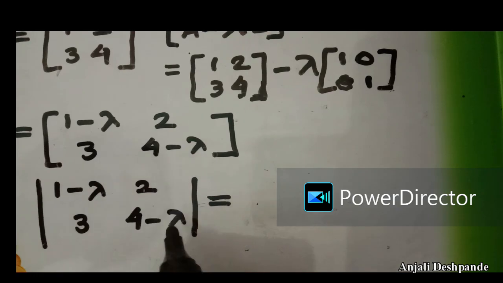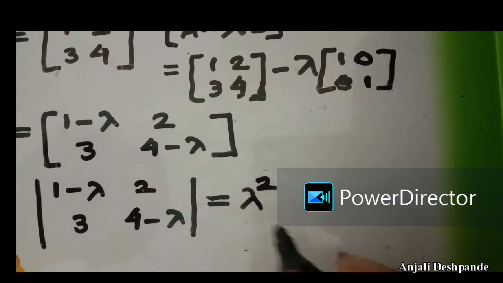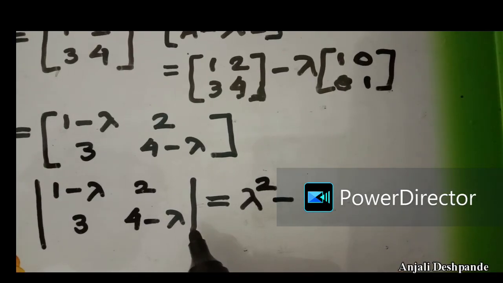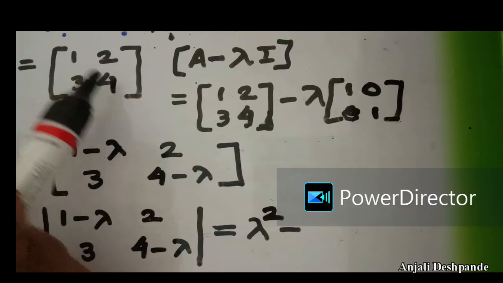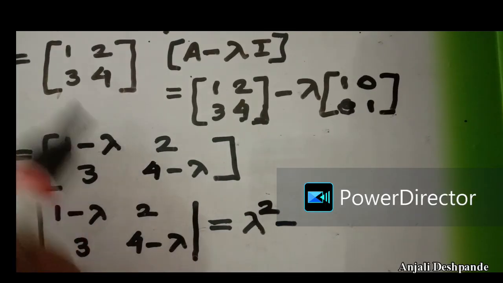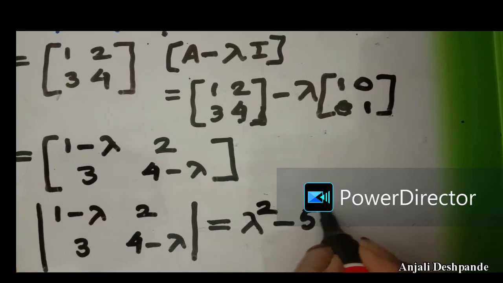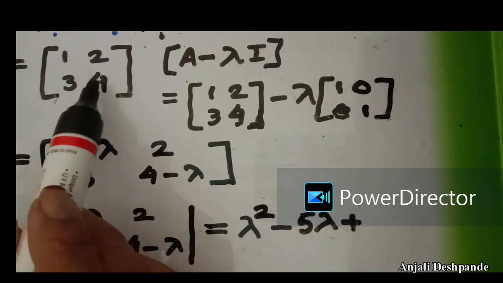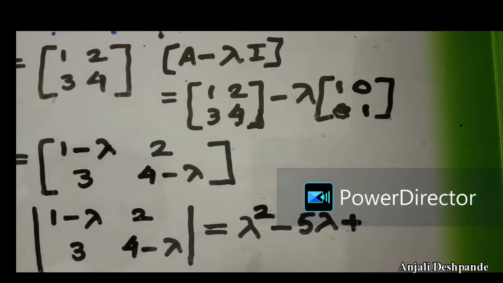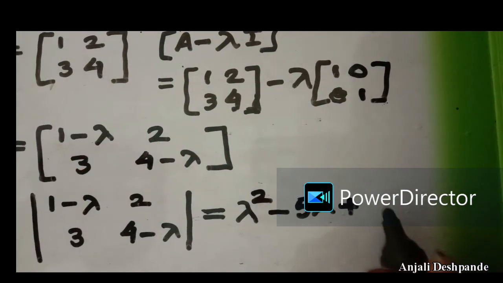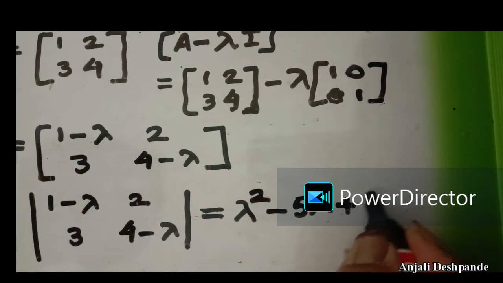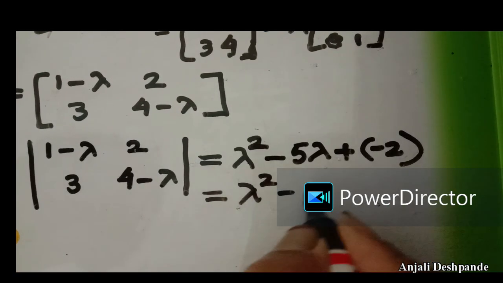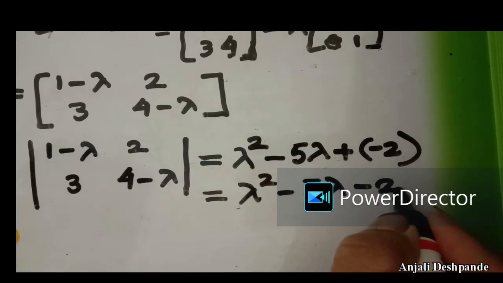So we have a 2 cross 2 determinant. The first term in the polynomial is going to be lambda square minus the trace of the matrix. The trace of the matrix is basically the sum of the leading diagonal elements, which is 1 plus 4, that is 5, so minus 5 lambda, plus the determinantal value of this matrix, which is 4 minus 3 times 2, that is 4 minus 6, which will be minus 2. So in short, our characteristic polynomial is going to be lambda square minus 5 lambda minus 2.